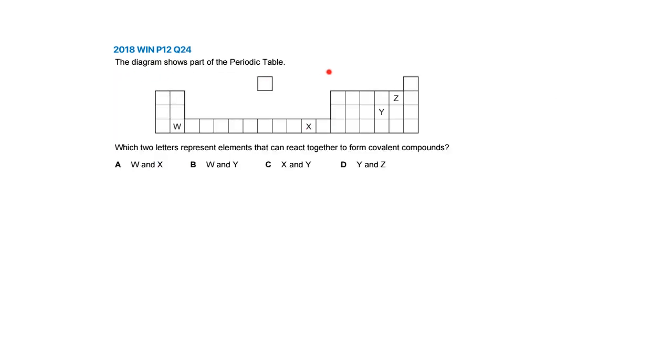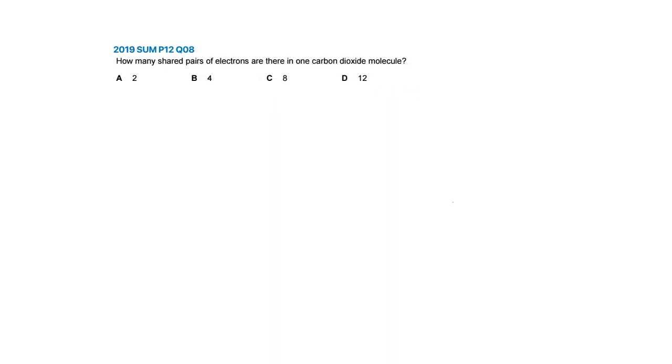The diagram shows part of the periodic table. Which 2 letters represent the elements that can react together to form a covalent compound? Covalent compound will always be what? Non-metal to a non-metal, right? That's how covalent compounds form. Non-metal to a non-metal. Okay. D is the answer.